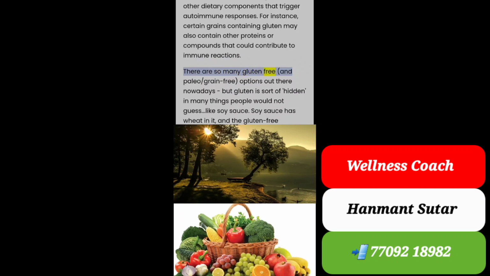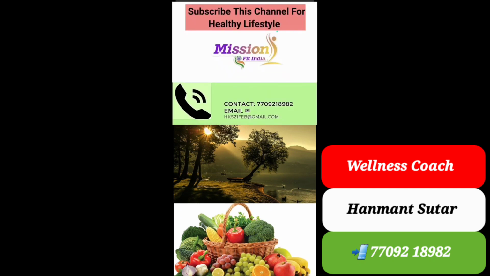There are so many gluten-free and paleo grain-free options out there nowadays, but gluten is sort of hidden in many things people would not guess, like soy sauce. Soy sauce has wheat in it, and the gluten-free alternative for that is tamari soy sauce.